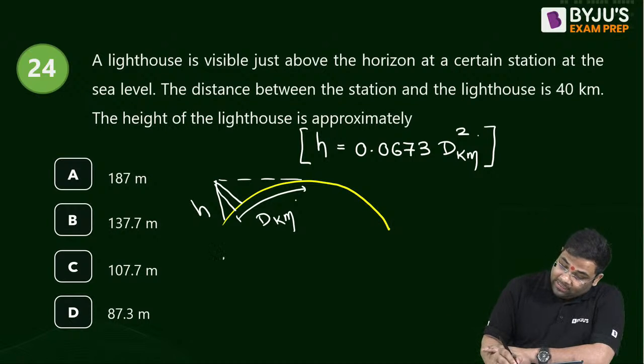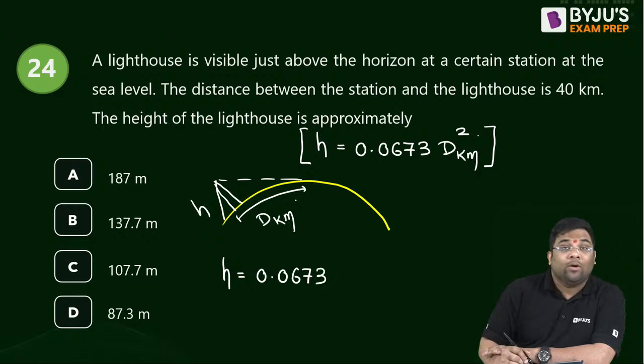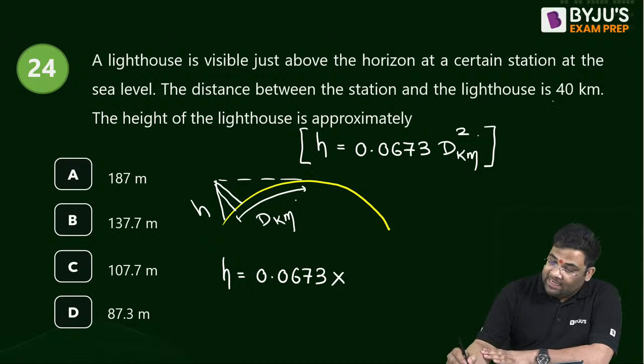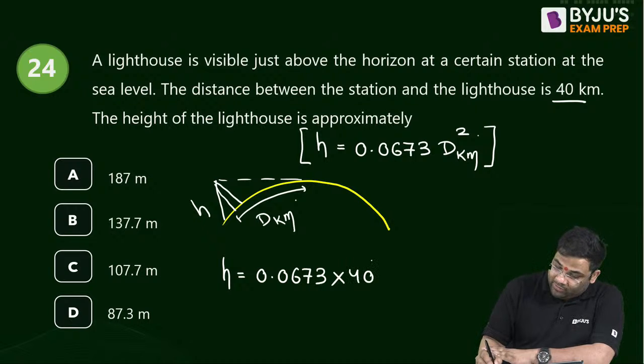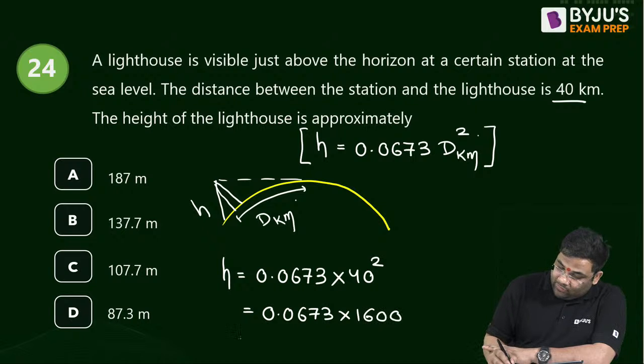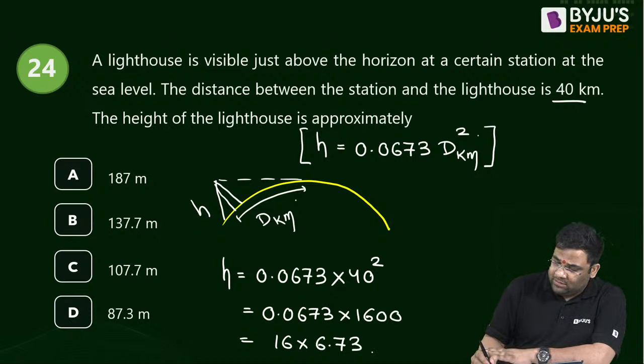We can solve this. This h will be equal to 0.0673 d kilometer square. It is exactly given as 40, so 40 kilometer square. It will become how much? 0.0673 into 1600. I can do this calculation, right? This is 16 into 6.73. You can do this calculation.